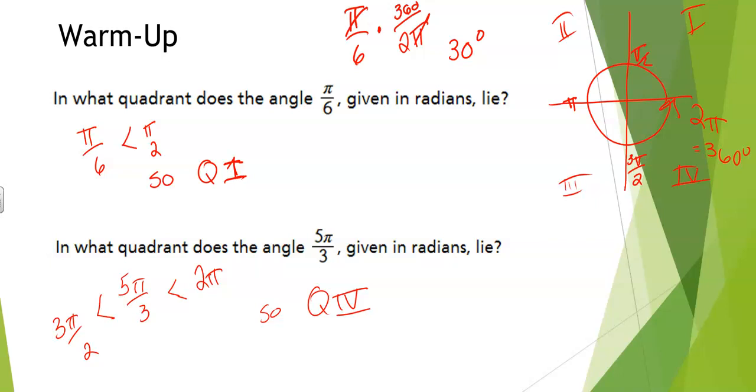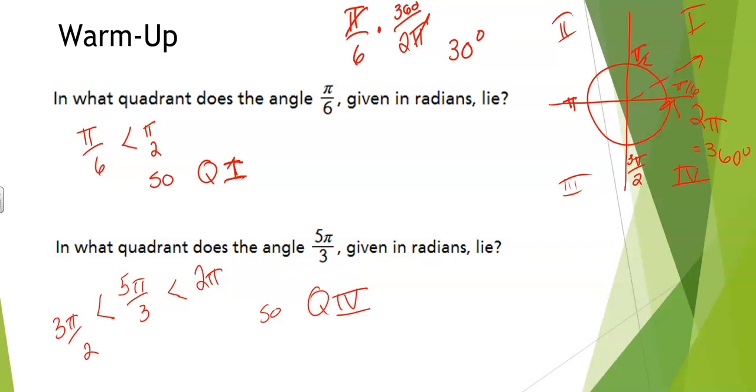All right, so pi over 6 is 30 degrees, and since this is 90 degrees, sorry, 30 would be about here somewhere. So that would be about pi over 6. So it'd be quadrant 1.